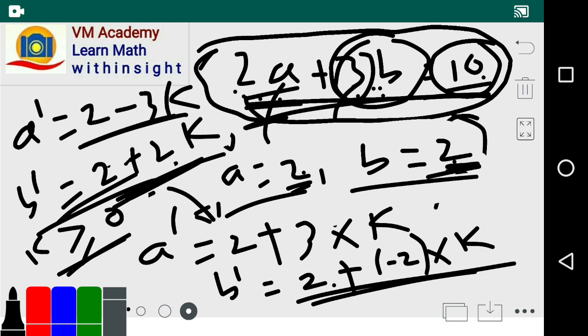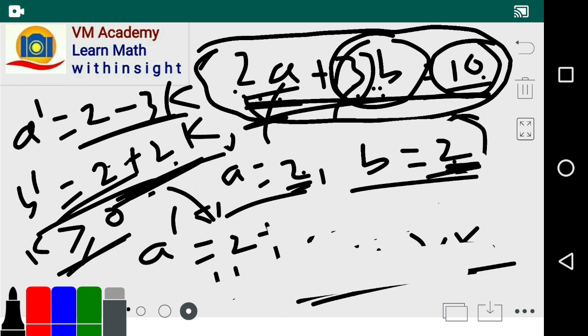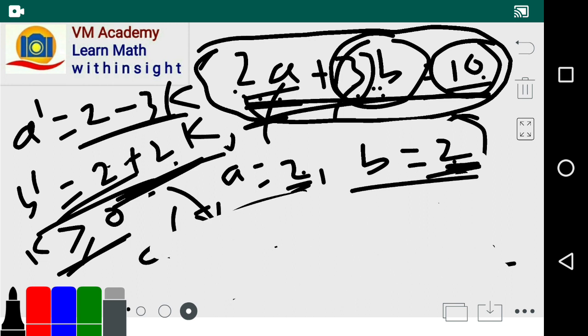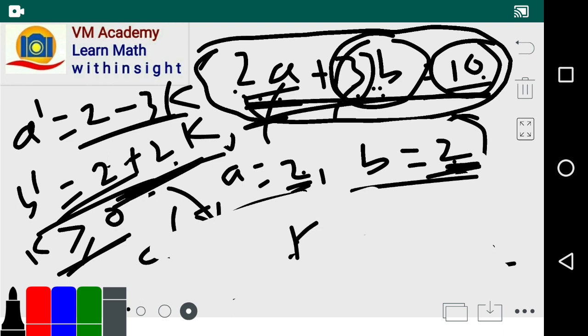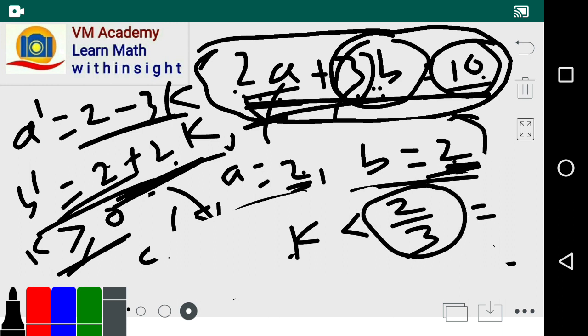And this becomes positive for 2 minus 3k greater than 0, which implies k less than 2 by 3. Means 0.666, and k is the integer. Here k greater than or equal to 0 and k less than 2 by 3.